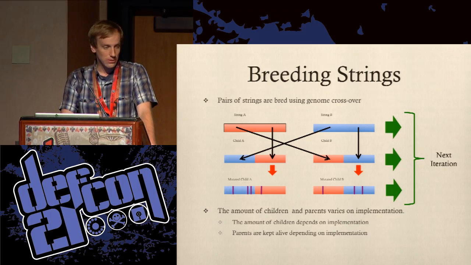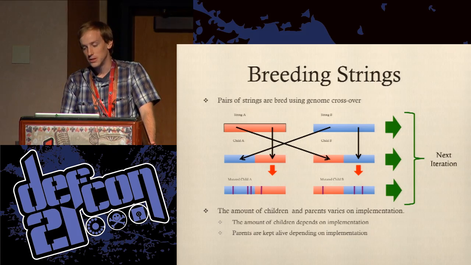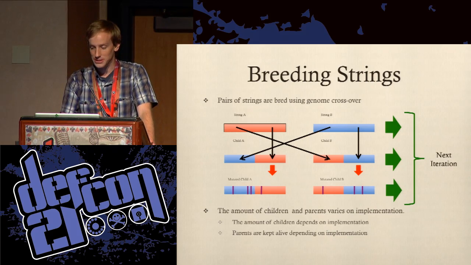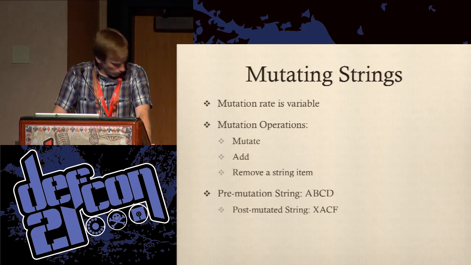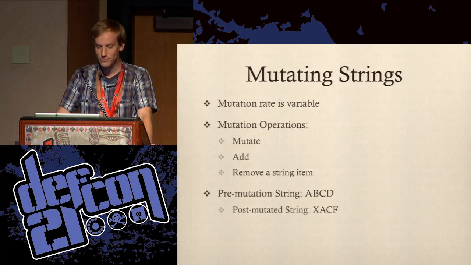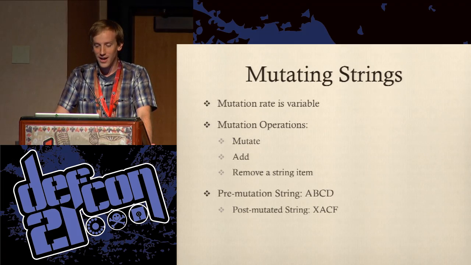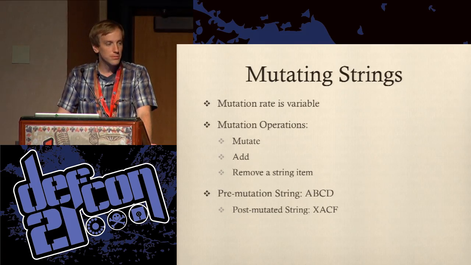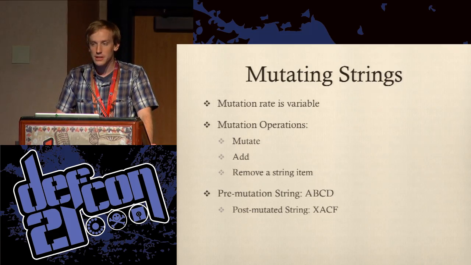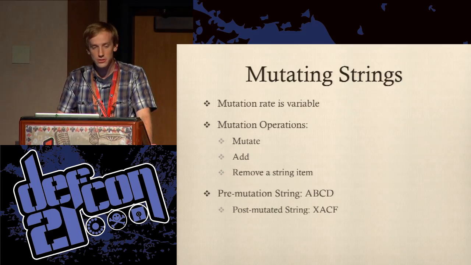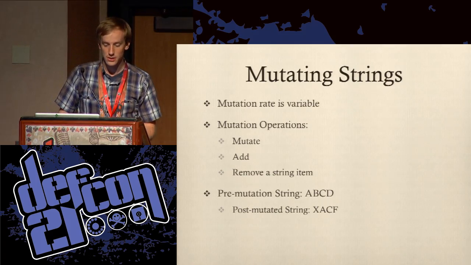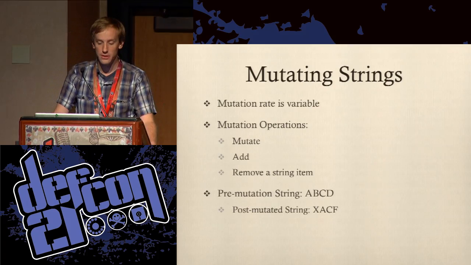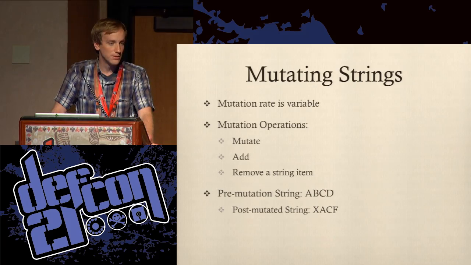Now for the next step, what do we mean by mutating strings, or mutating our exploits? The mutation rate I found is usually best to have variable. There are a number of operations we can use, but it all boils down to 3 essential operations. We have mutation, changing a single byte in a string. We have adding information, and we also have removing information. So it's somewhat like natural evolution.